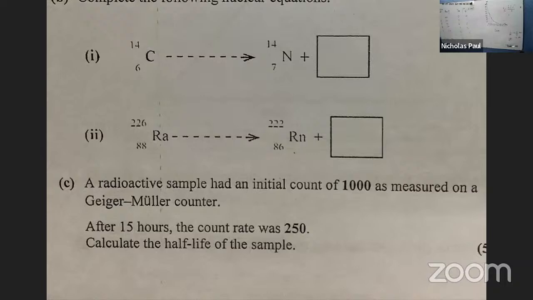Try that there. What are the key things? Remember, the key things are this is the initial amount, that's like the first mass. After 15 hours, that was the final mass. You have to figure out something happened there. How many half-lives does it take to reach 250?